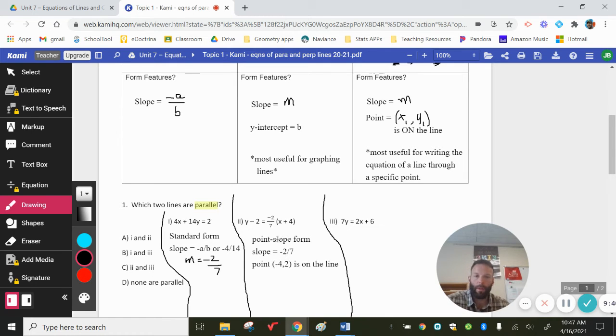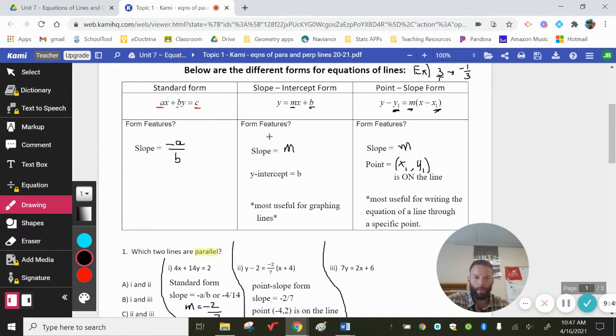So the second one is in point-slope form. Here's the slope, and there's a point that's on that line. Now, the third one is not in any one of these forms. See, 7y equals 2x plus 6. That's not exactly standard form because the x term is not on the same side of the equal sign as the y term.